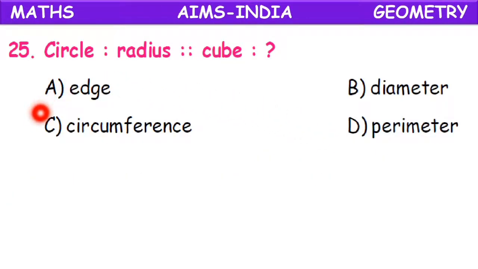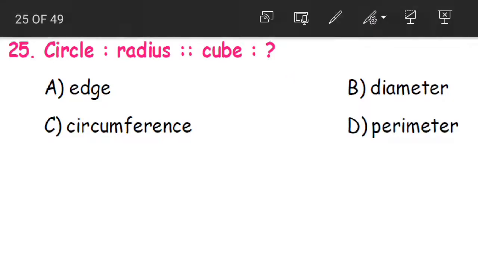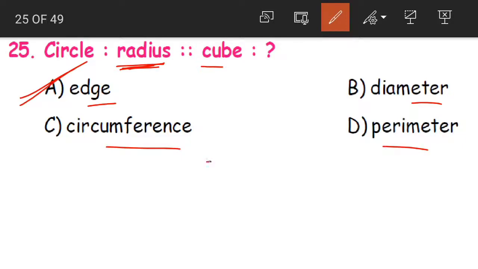Question 25. Circle is to radius such as cube is to dash. So what is this? We find the radius of a circle. Yes or no? Yes. So just like we find the radius of a circle, what do we find for a cube? Do we find the edge, diameter, circumference? The correct answer will be edge.